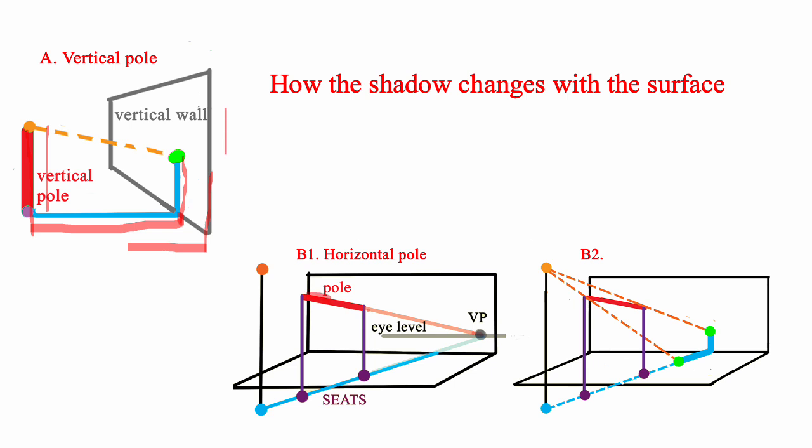For the horizontal pole, it converges toward a vanishing point on eye level. Find the seats that also go to the same vanishing point. And where this shadow line intersects the wall, the shadow goes vertically up. And what's interesting is that it's vertical because this imaginary seat is vertical.